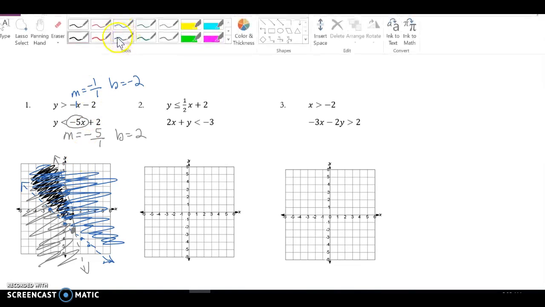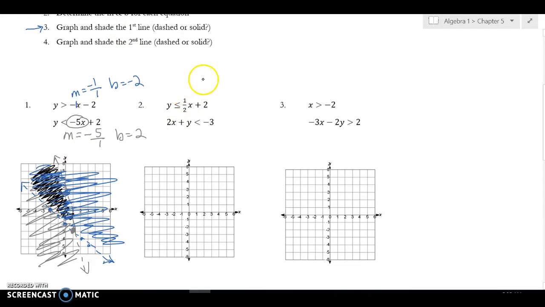All right, let's go to number 2. For this one, my m is 1/2 and my b is 2. So I'm going to go up 2 and go up 1 over 2, and then go the other way. This time, if you notice, it's underlined, so I'm going to have a solid line. And it says that it's less than, so I'm going to shade below.